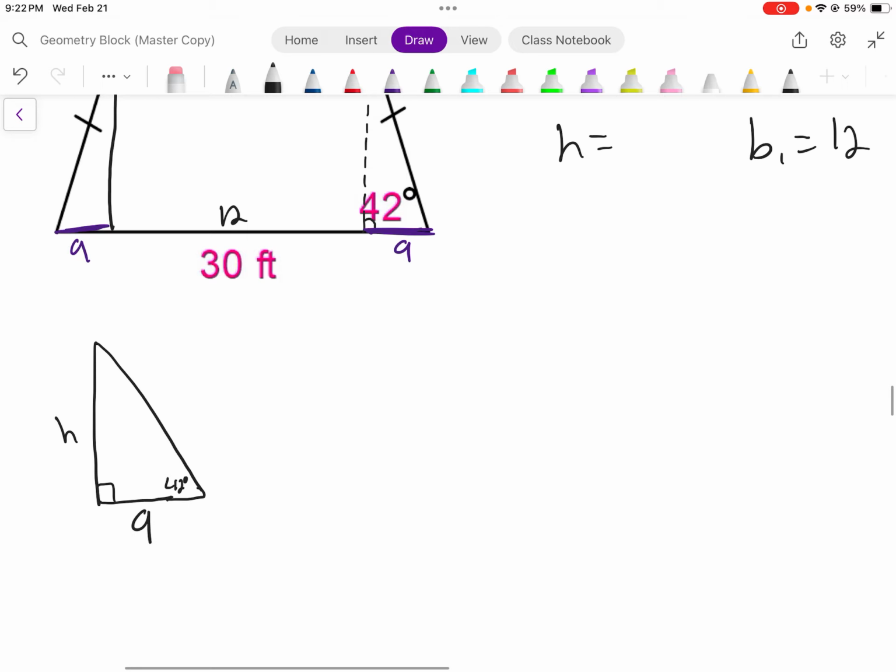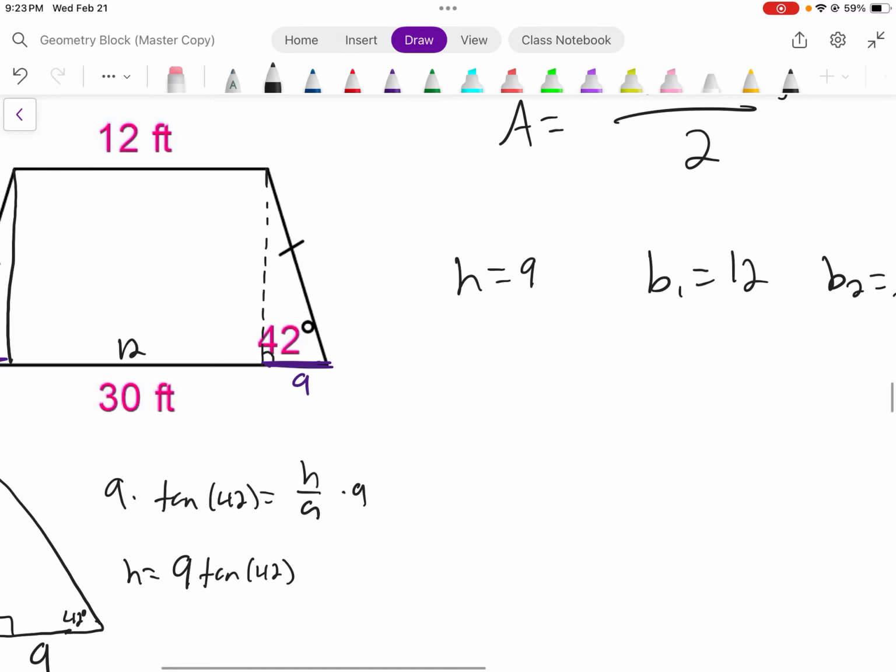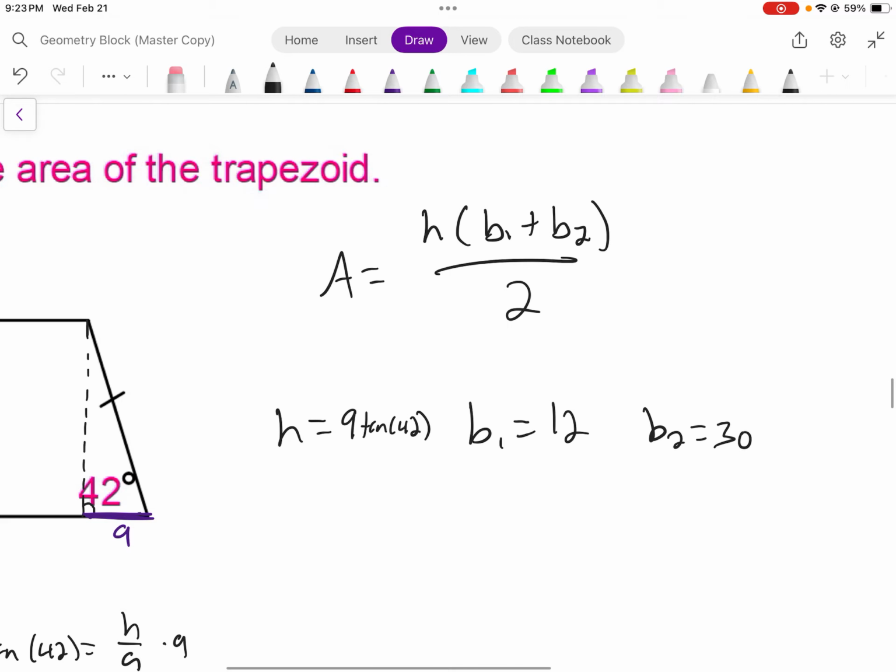There's 9. So now on this right triangle, I know the angle, I know a side, so I can find a missing side. Again, I'm going to use my trig to do that. I've got opposite and adjacent to my angle, so tangent of 42 is equal to h over 9. Multiply by 9. There's my height, 9 tangent of 42. And that's what we're going to use for my height.